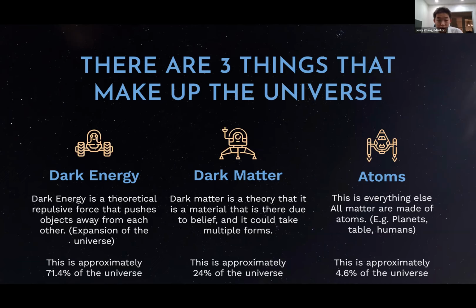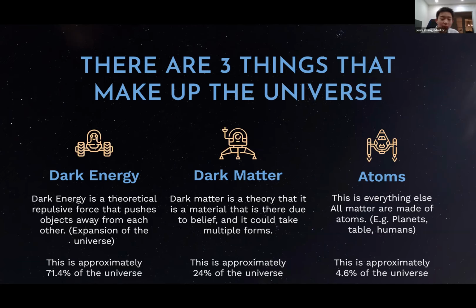And then we have dark matter. Dark matter is a theory that it is a material, and it could take multiple forms. Sorry, there were a few grammar mistakes in there. But basically, dark matter is in each cubic centimeter. So let's have a cube that is a centimeter in height, width, and length. There are around 100 trillion dark matter particles in that cube. So that's a lot too. And this takes up approximately 24% of the universe.